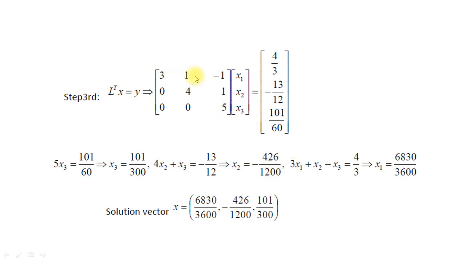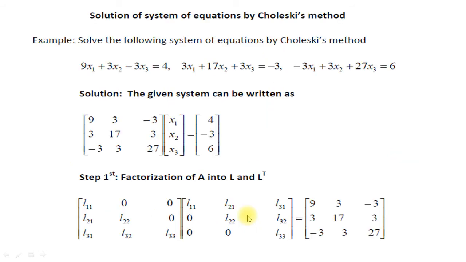And in the first equation, 3x1 plus x2 minus x3 is equal to 4 by 3. Putting the values of x2 and x3, after simplification we obtain x1 is equal to 6830 divided by 3600. So this is actually the solution of the given system of linear equations.